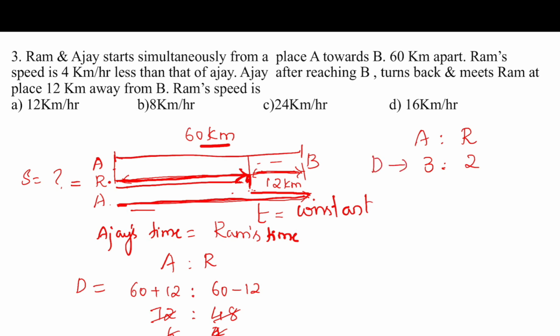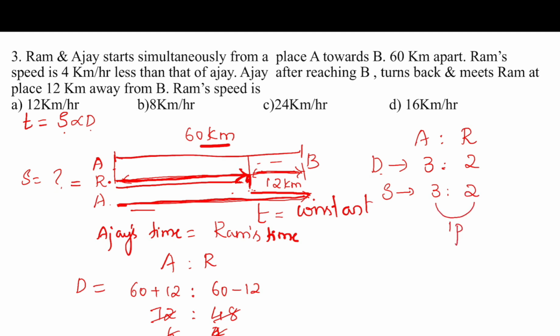Now we know, in the previous introduction I have told you that when time is constant, speed is directly proportional to distance, isn't it? So whatever is the speed ratio, that only is the distance ratio. So since the distance ratio is 3 is to 2, speed ratio is also 3 is to 2. Speed is directly proportional to distance.